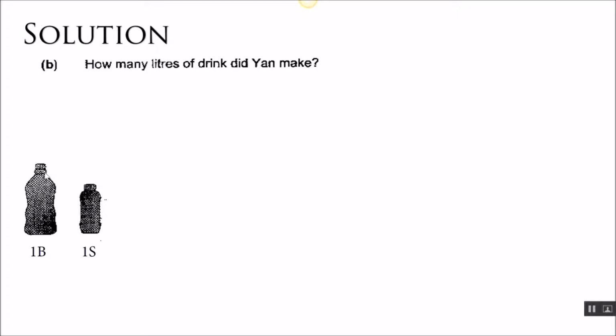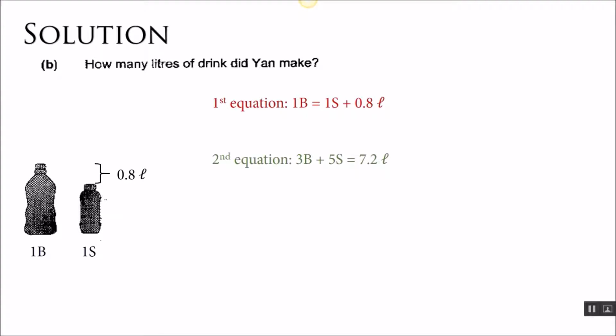So in Part A, we know that the difference of one big bottle and one small bottle is 0.8 liter. So from here, I can form the first equation, which is one big bottle equals one small bottle plus 0.8 liter. From the question itself, I can also form this equation, which is 3 big bottles plus 5 small bottles equals 7.2 liters. And this is a pair of simultaneous equations.